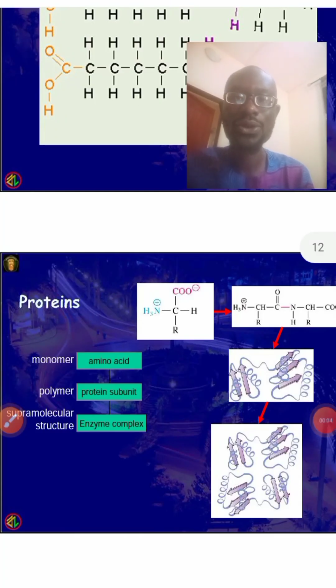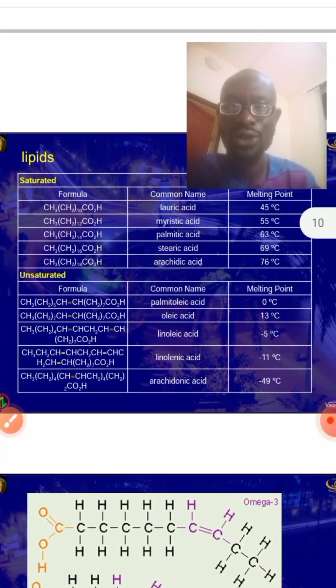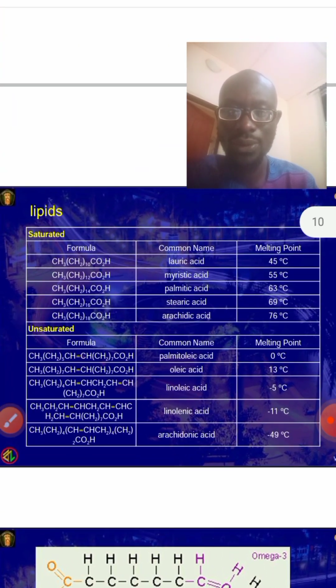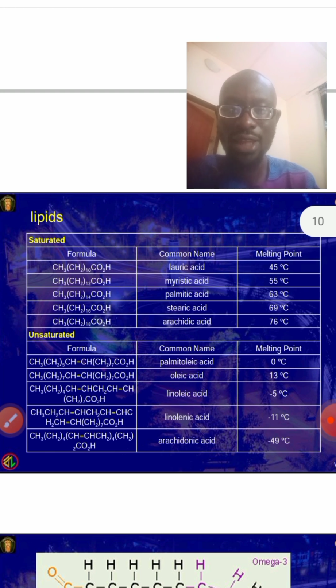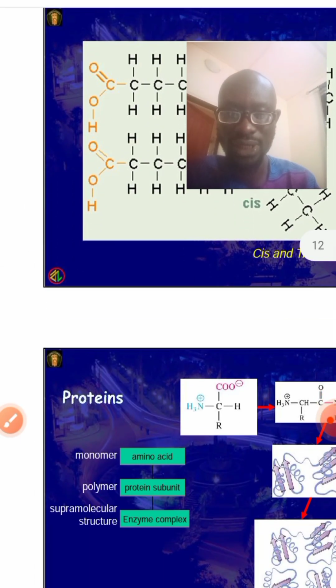Last time in class, we talked about lipids. If you can remember, we drew some of the structures. If you can remember this table, we talked about the saturated and the unsaturated lipids, and we talked about their differences. So today we want to focus on proteins.